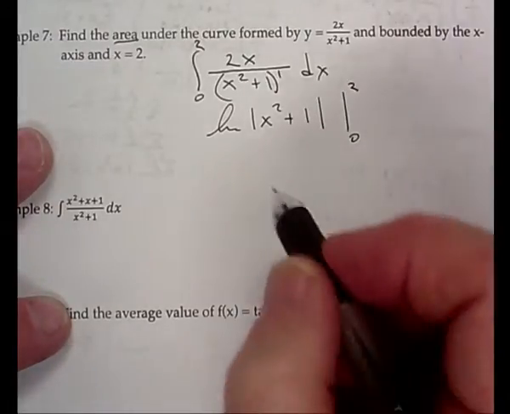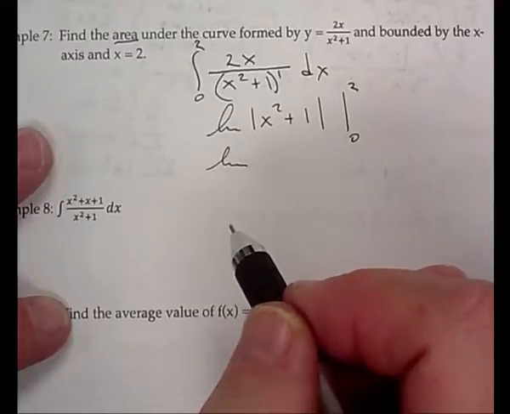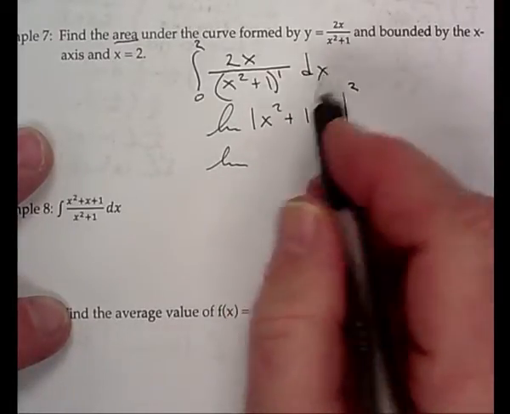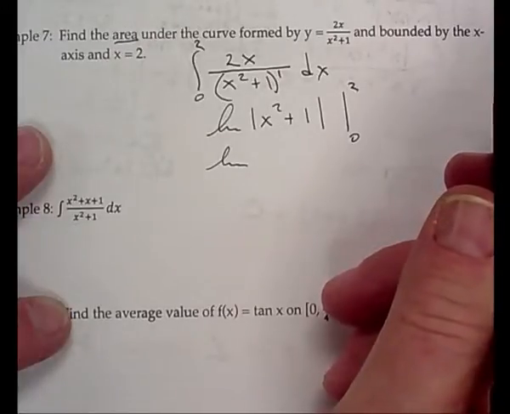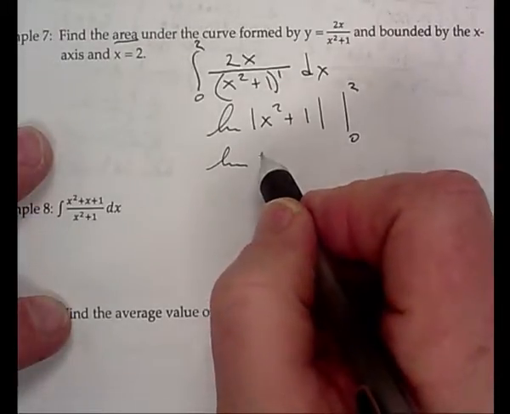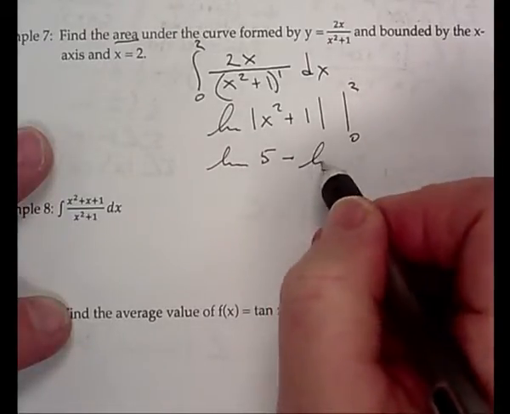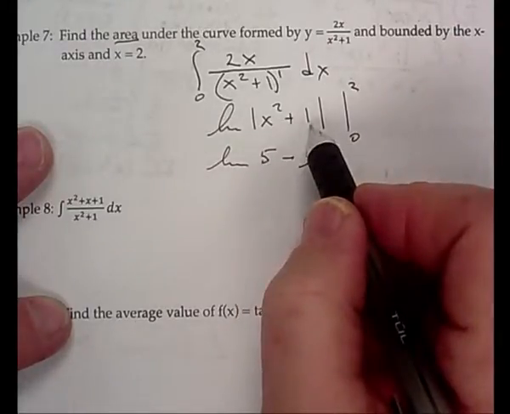So what gets put in there first? 2. Okay, 2 squared is 4, plus 1. See, that's the easy part of calculus, right? Minus, correct? The natural log, I put 0 in there. What do I get? 1.